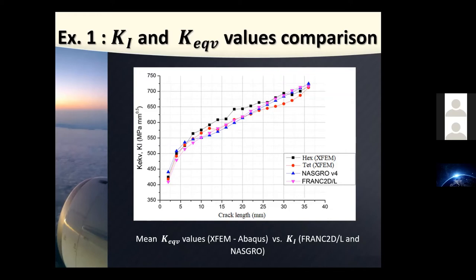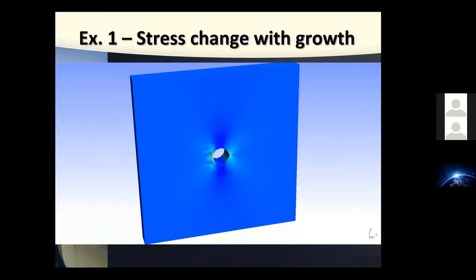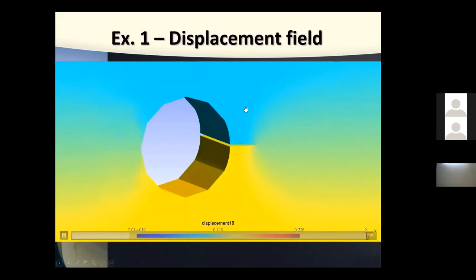And we can see that with hexahedral and tetrahedral elements, and we can see that tetrahedral elements gave, let's say, more accurate results than hexahedral elements. And on this image, just a second, we can see how this crack grows through this specimen, and we can see the stress change with the growth. So we can produce a result like this animation of the crack growth. Also, this is to see the displacement field.